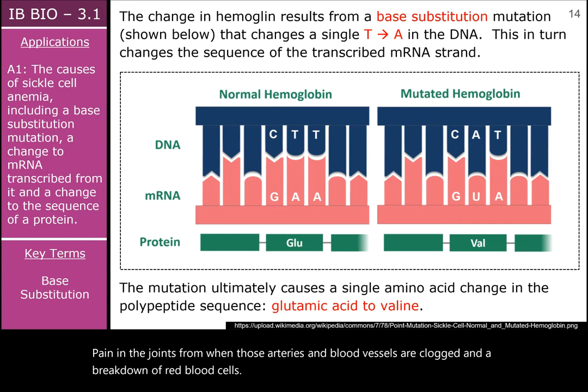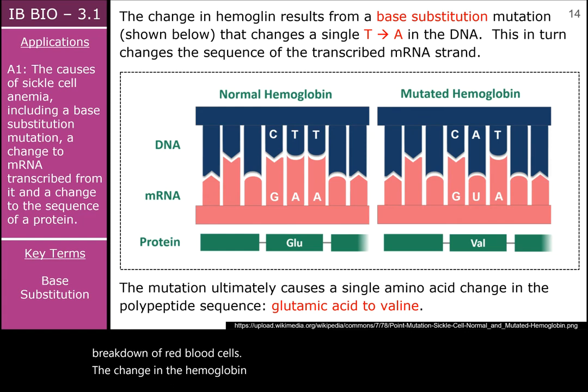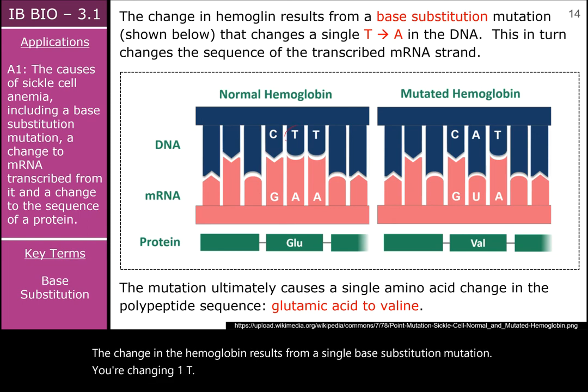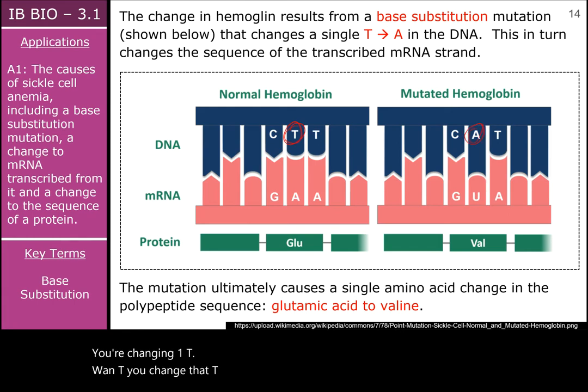The change in the hemoglobin results from a single base substitution mutation. You're changing one T. You change that T to an A, right? That causes a change from glutamic acid to valine. One single letter in over 30,000 genes can result in a disease like sickle cell anemia. It's just kind of incredible to think about.